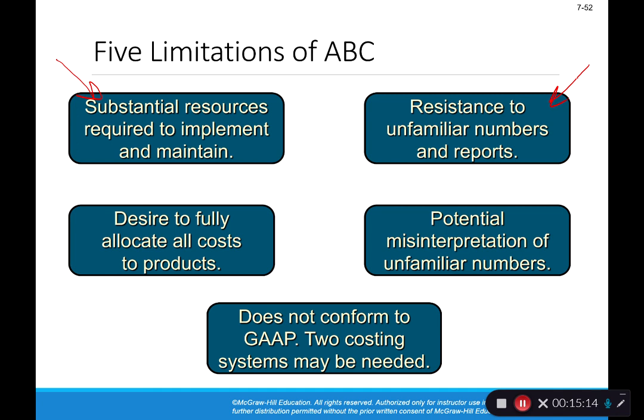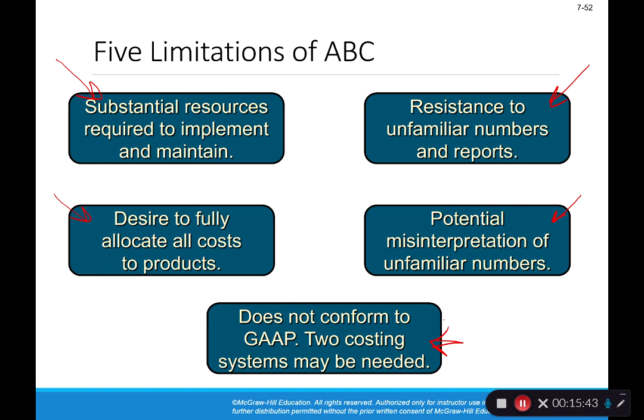There's a desire to fully allocate all costs to products. So with ABC, we're not fully allocating all the costs. So some of our manufacturing costs are not included. So that may seem like it's not the best way to go for some employees. If you don't understand the numbers, you may misinterpret them, and it doesn't conform with GAAP, as I already mentioned. So you're going to need to utilize 2 different costing systems if you're using ABC.